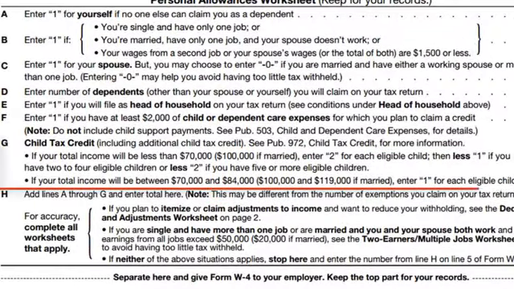Line G. Child tax credit, including additional child tax credit. See Publication 972, Child Tax Credit, for more information. If your total income will be less than $70,000, $100,000 if married, enter 2 for each eligible child, then less 1 if you have 2 to 4 eligible children, or less 2 if you have 5 or more eligible children.